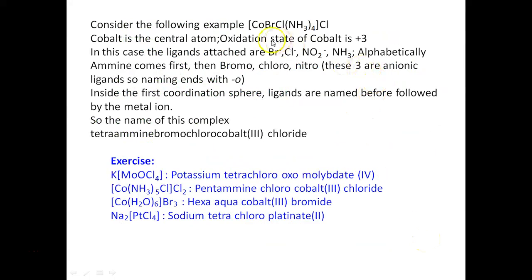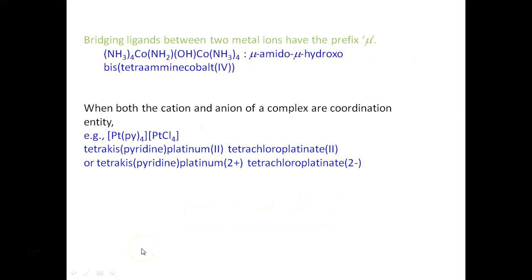Consider the following example. This one has cobalt in oxidation state +3. There are 4 ammonia molecules, 1 chloro, 1 bromo ligand, and so the name of the complex is tetraammine bromo chloro cobalt(III) chloride. Here are a few exercises which you can follow.